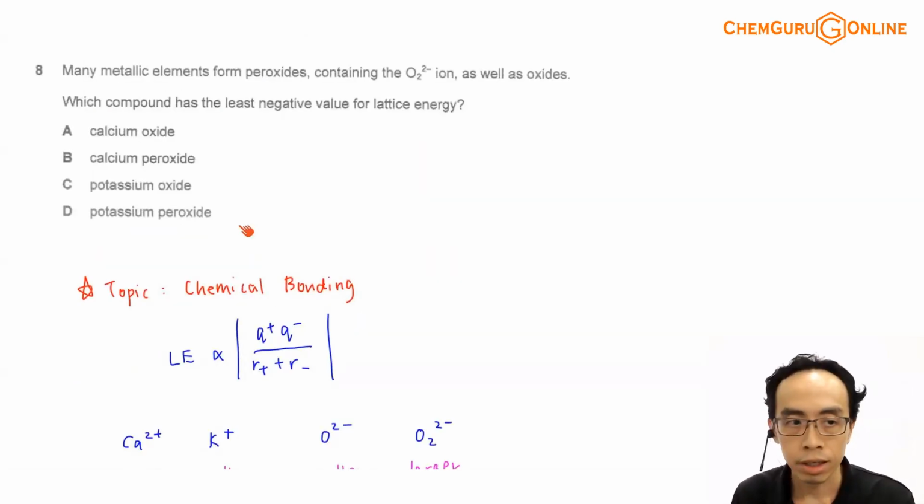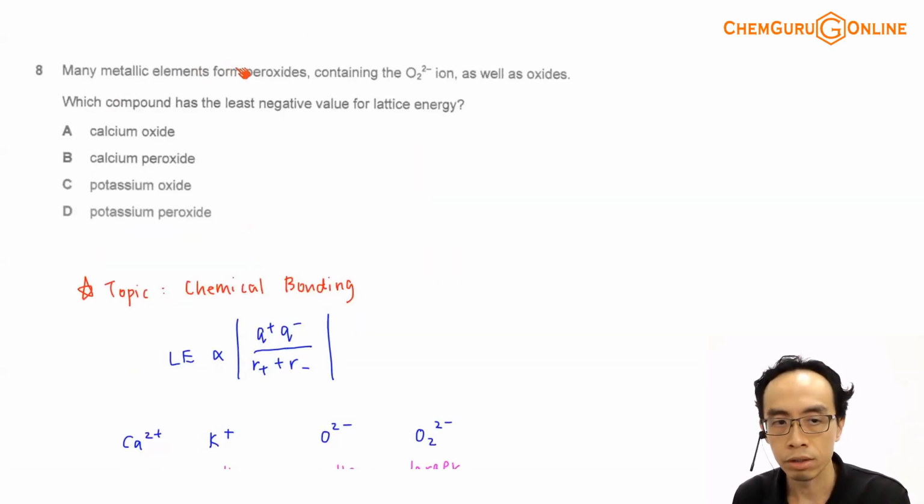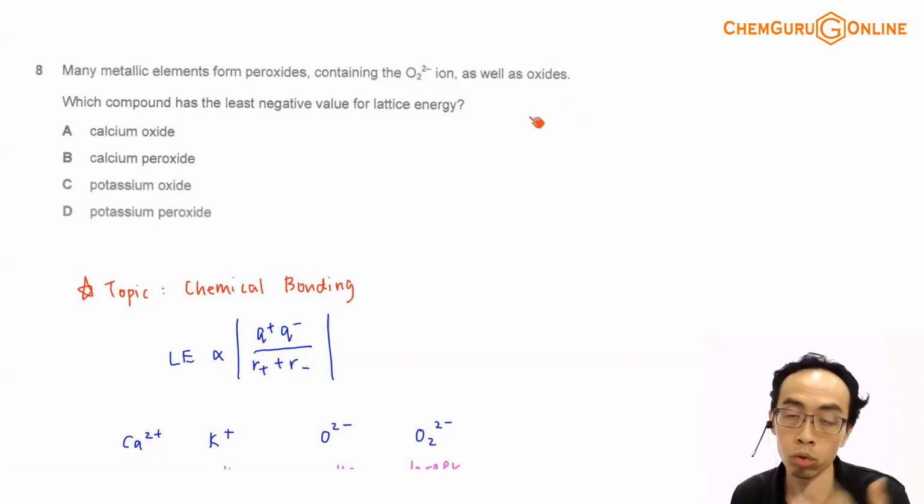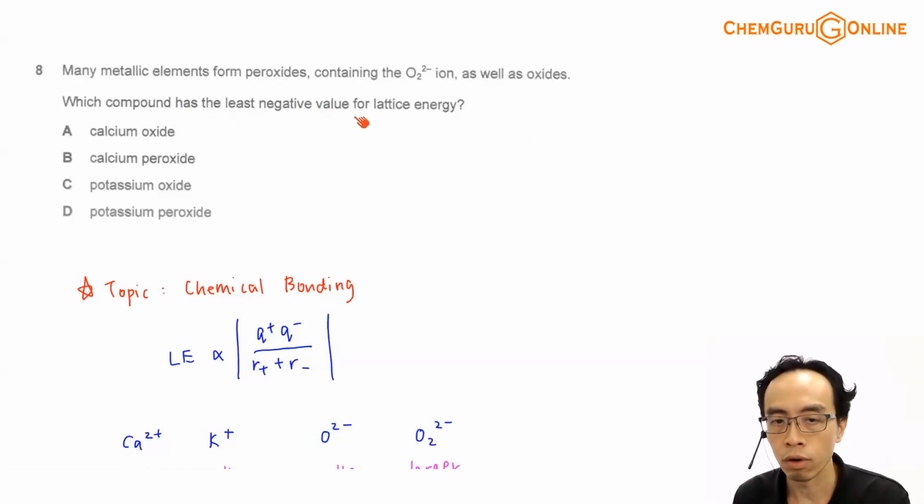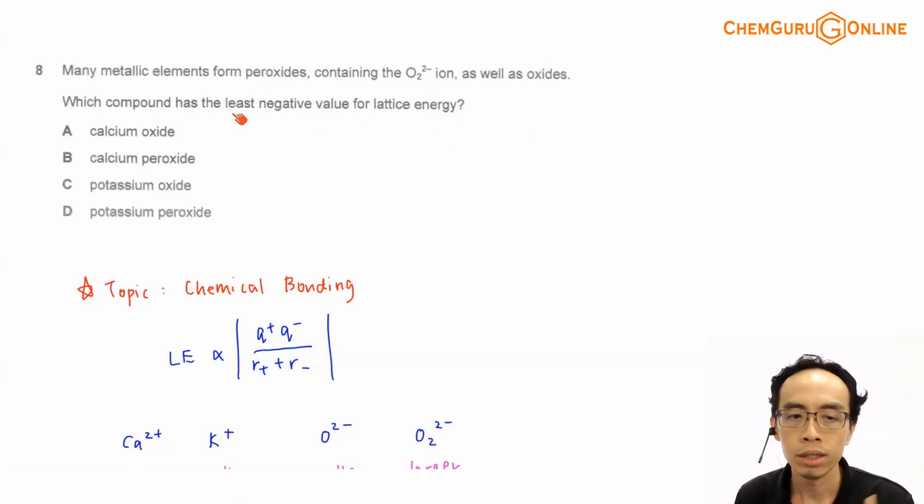Okay, how about question 8? Many metallic elements form peroxides containing the O2 2- ion as well as oxides. Oxide is O2-. Which compound has the least negative value for lattice energy? Least negative, because lattice energy is always negative, it is always exothermic. When you form your ionic compound from your constituent gaseous ions, it is always exothermic because heat is released.